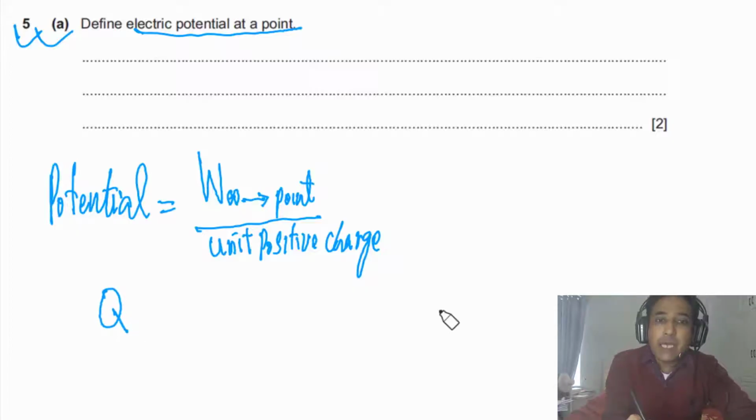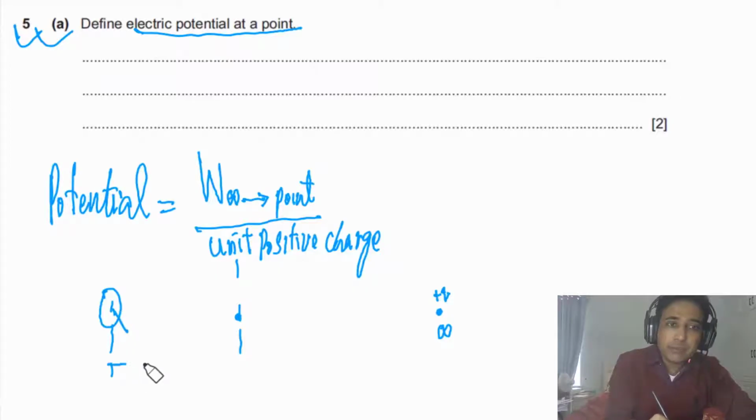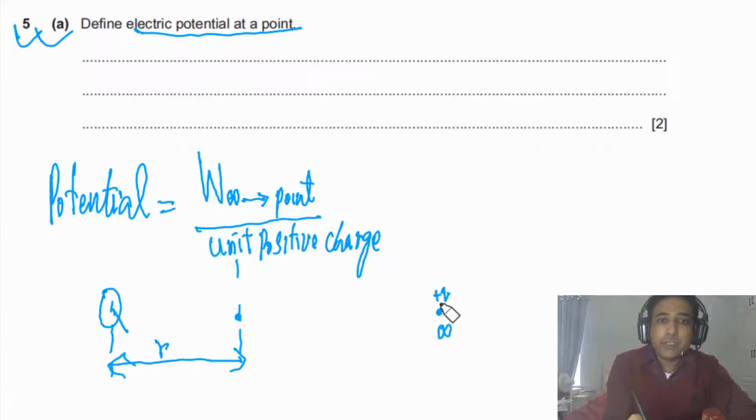Imagine we have a charge Q and we place one little charge at infinity. We move this unit positive charge from this point to another point here. The potential at this point is the amount of work done by the external agent, because when we move this charge to the left, we have to apply force on it to the left. So the work done by us is positive, and that work done per unit positive charge is the potential at this point. We can imagine this is the distance r. If you move this charge from here to the left, you have to do positive work because you have to overcome the repulsive force.